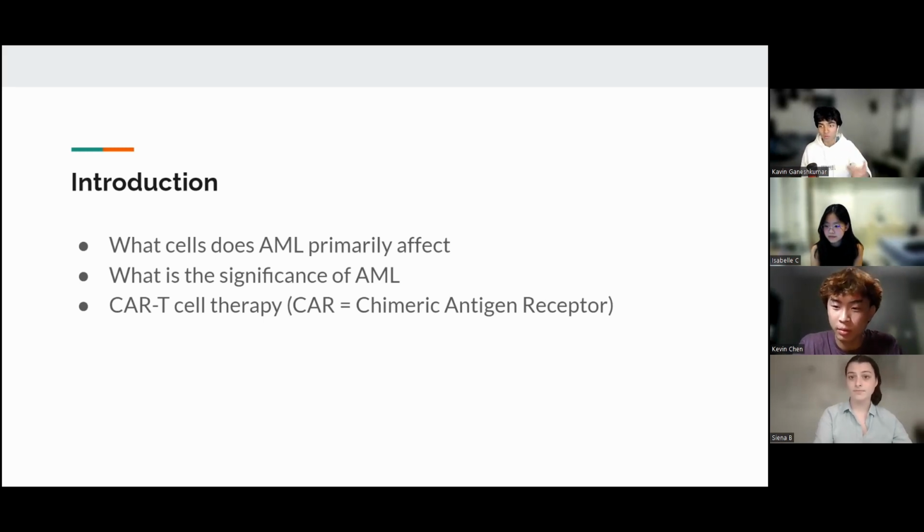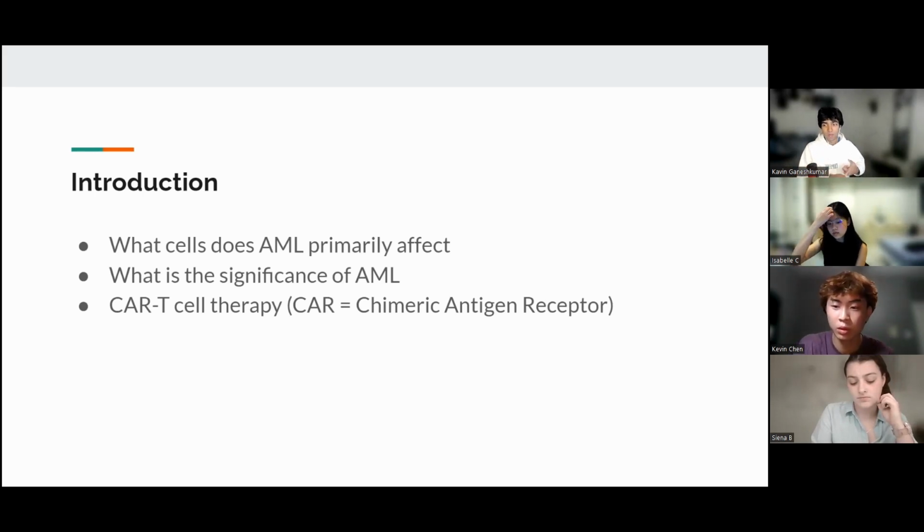Okay, so AML, or acute myeloid leukemia, is essentially a type of blood cancer that originates in bone marrow, and bone marrow is where blood cells are made. It's characterized by the rapid growth of abnormal white blood cells that build up in the bone marrow and then interfere with the production of normal blood cells, right?